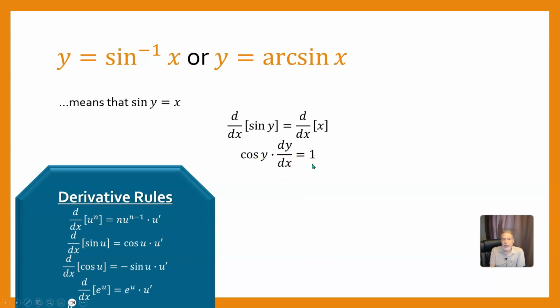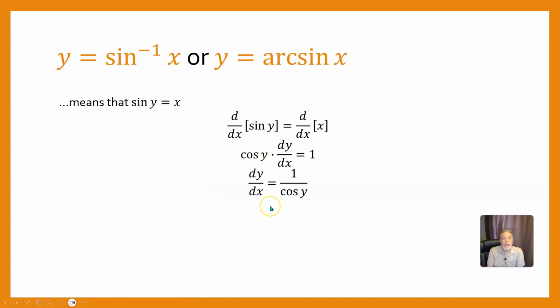So what does dy dx itself equal? How do we solve that equation for dy dx? Well, we divide both sides by cosine of y, and we get that dy dx equals 1 over cosine of y. Now, that's not our final answer. We want our final answer in terms of x. We want to know what's the derivative of this function in terms of the variable x that it is a function of.